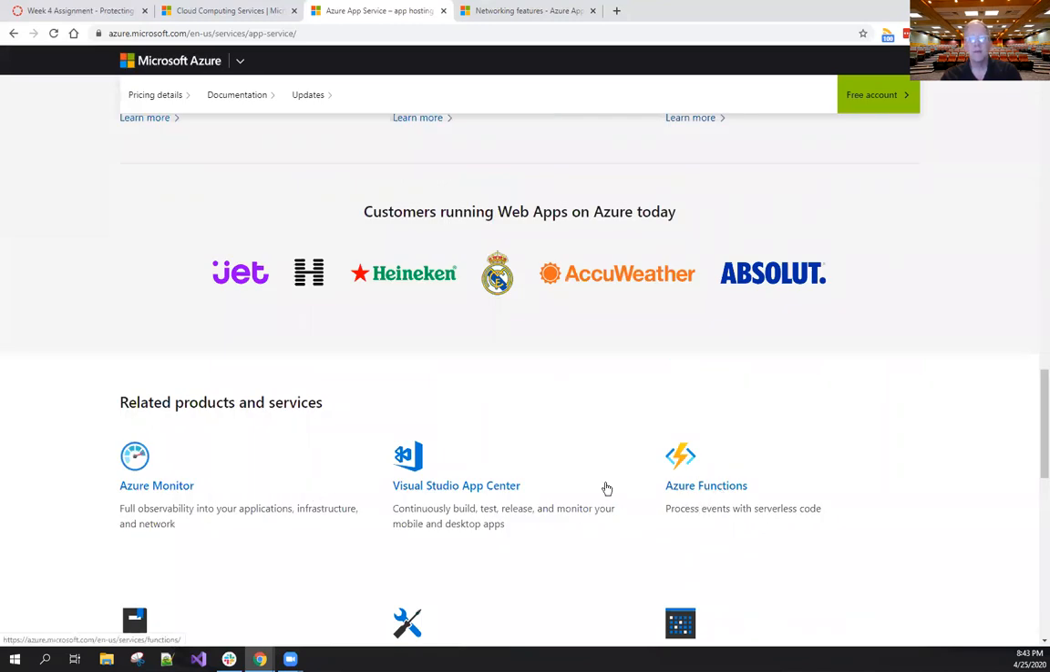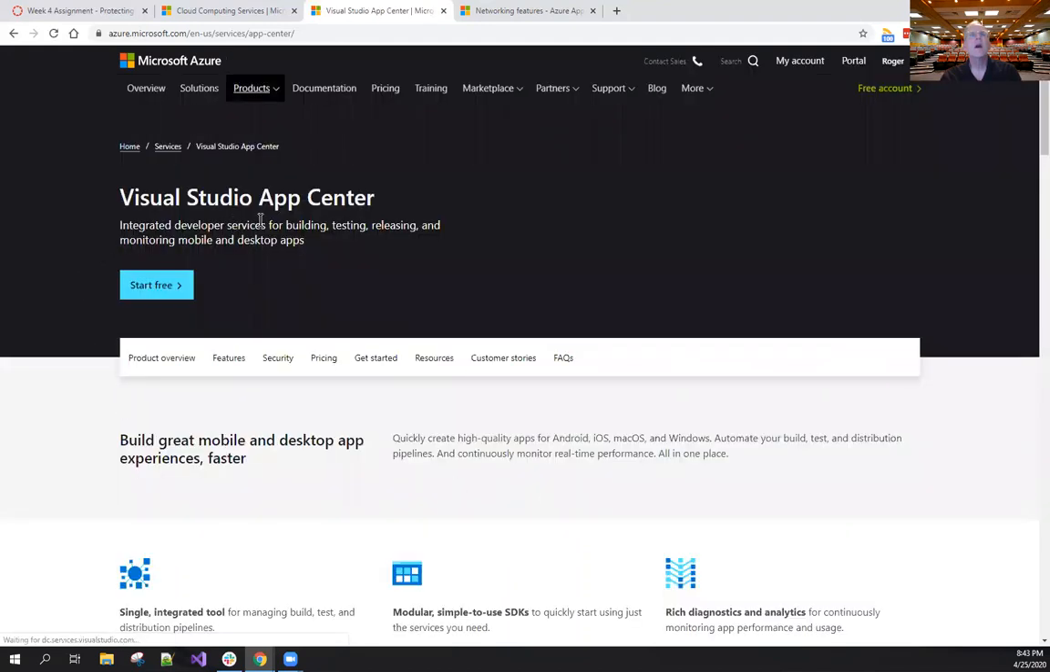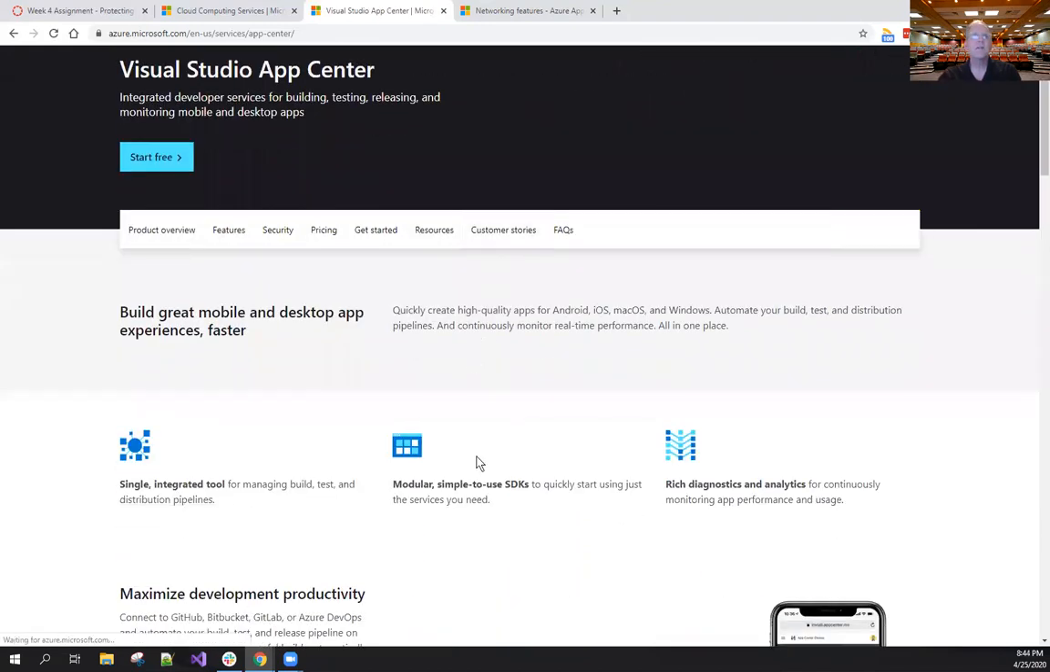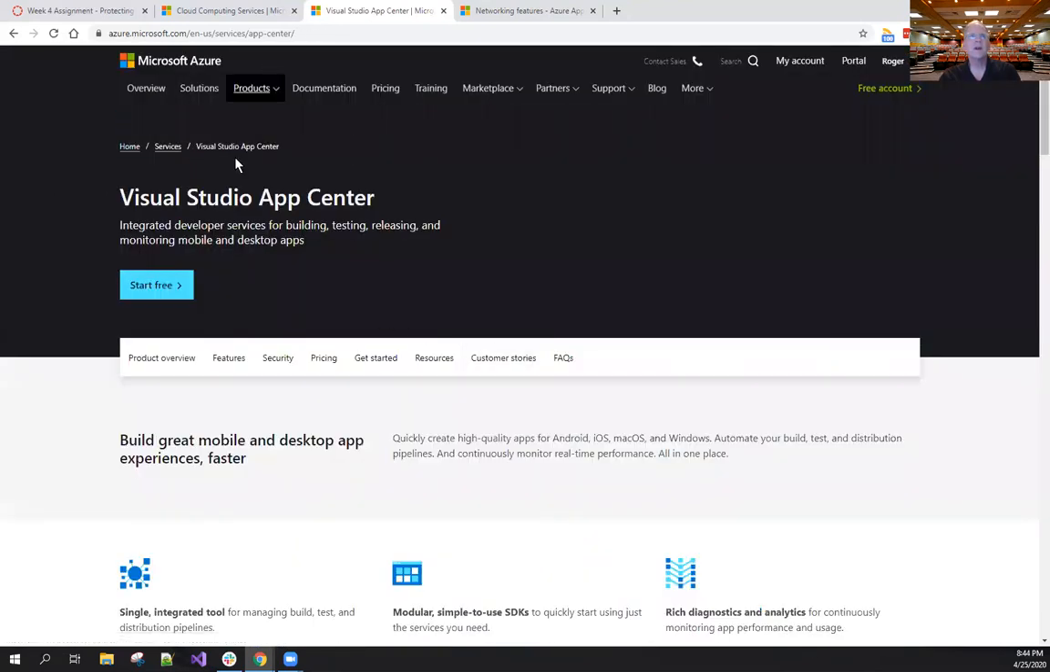Azure Functions, that's Lambda. Visual Studio App Center, wow. Yeah, Visual Studio, we can build, test, and release. Wow, that's pretty cool. This monitor. Man, I'm impressed. Start free, it's nice. This is basically Visual Studio up in the cloud. And we could probably build, test, and release Azure Functions probably with this.